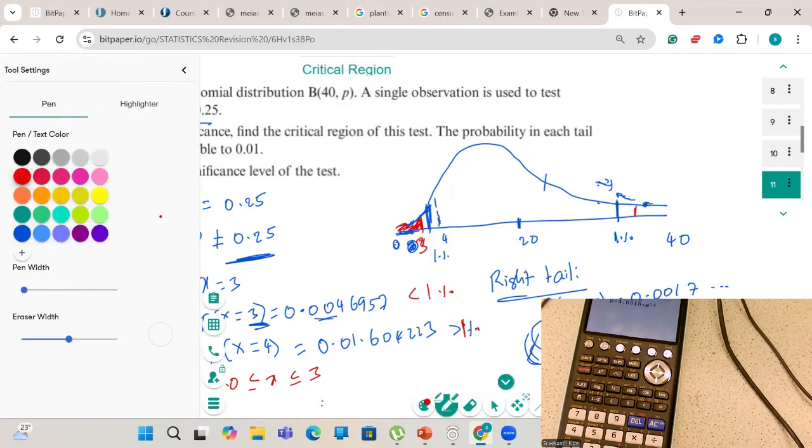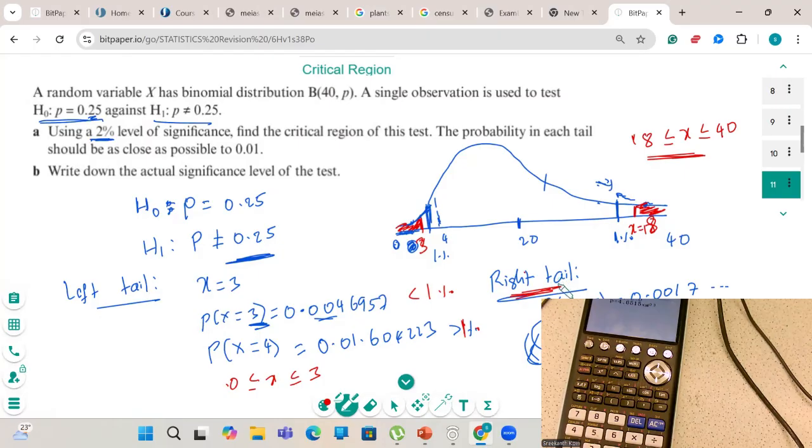So starting from here, it is in critical region. So starting from x equal to 18, 18 to 40 is in critical region on the right tail. That's how you find the critical regions on the left tail and right tail.